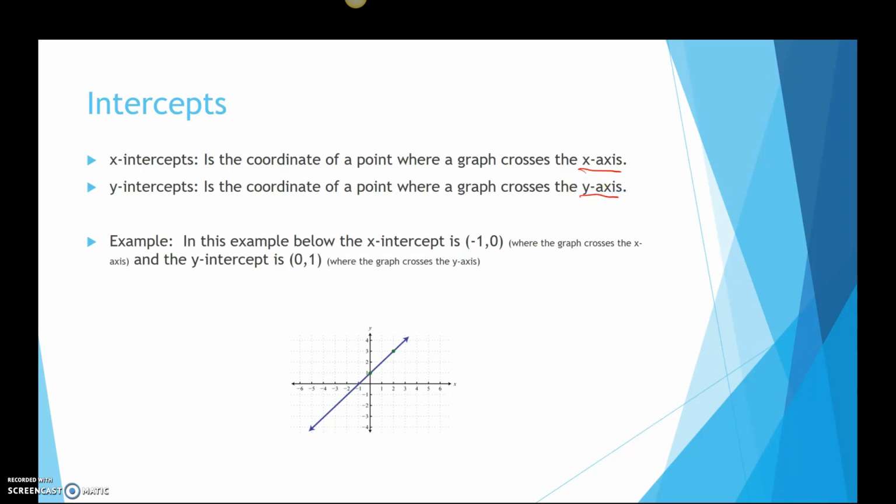So here I have an example. In this example, the x-intercept is at -1, 0. So that's where the graph crosses the x-axis. And then your y-intercept is going to be at the point 0, 1 because that's where it crosses the y-axis. Those 2 points create a linear graph, and we're going to be finding those x and y intercepts and then working with graphing this.